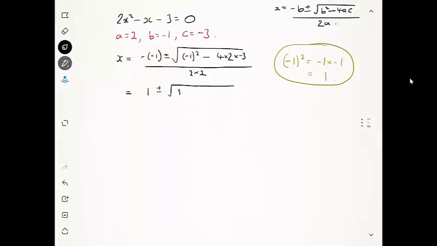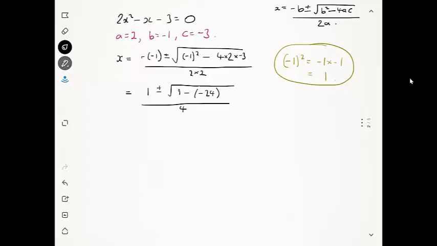So moving on, we've done the minus 1 squared, it's just 1, and we've got to do take away 4 times 2 times minus 3, which is 8 lots of minus 3, which is minus 24. So we've got minus 24. And we've got to put all of that over 4.